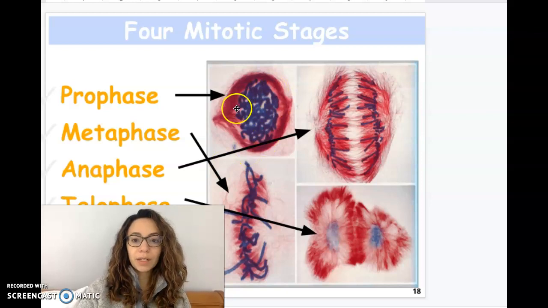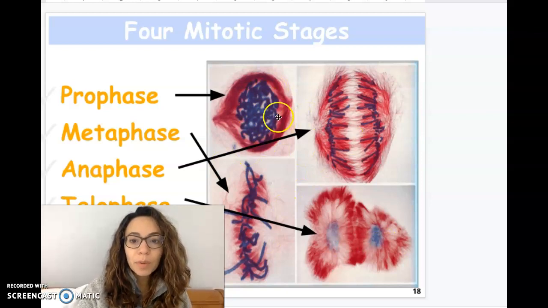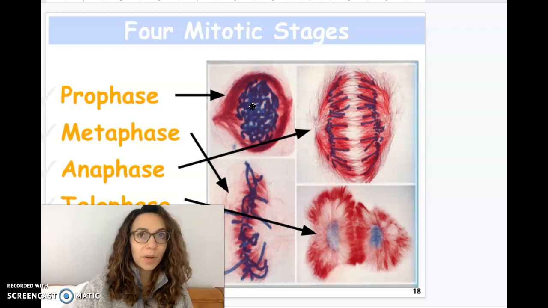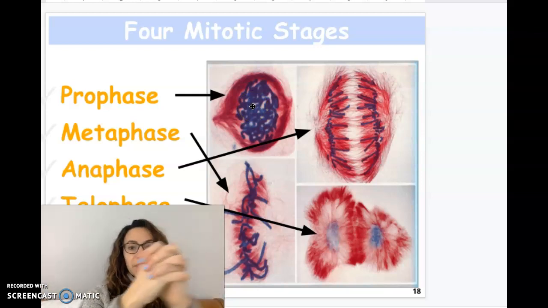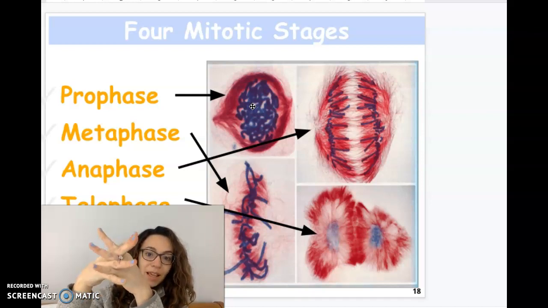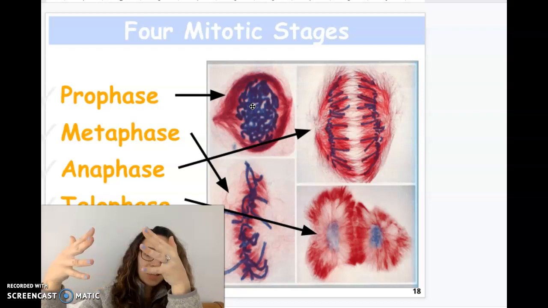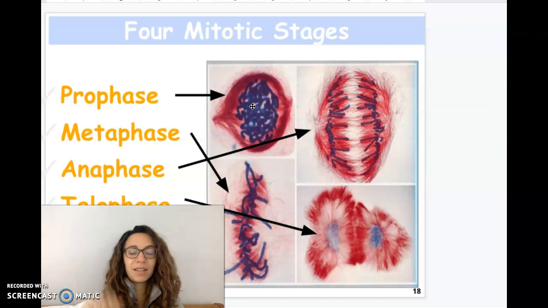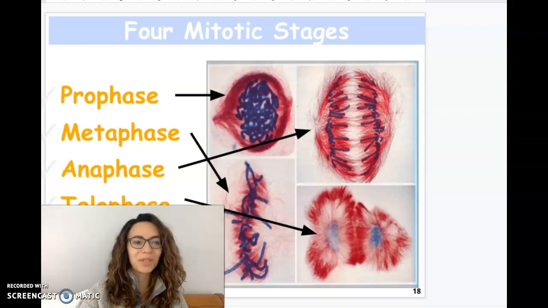Okay, so if we look here, these are actual microscope images. These blue things here that can look like little worms, these are the chromosomes. So one thing that I always remember from when I was in high school is this little finger representation. So if you go like this, right? Your fingers are representing chromosomes. This is prophase. In prophase, they're all together. Metaphase, they line up across the middle. Anaphase, they come apart. Telophase, we have 2 new nuclei. Prophase, metaphase, anaphase, telophase. That will help you remember what the chromosomes are doing at each phase.